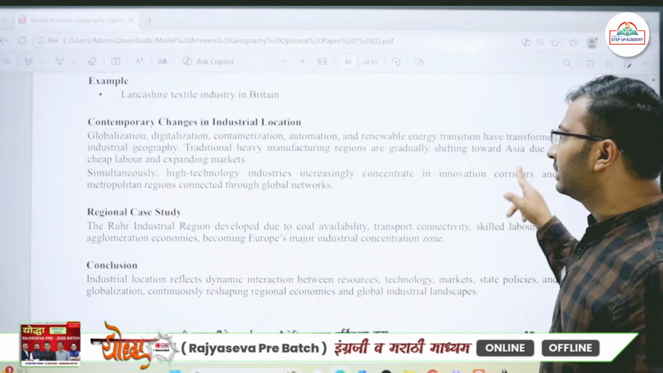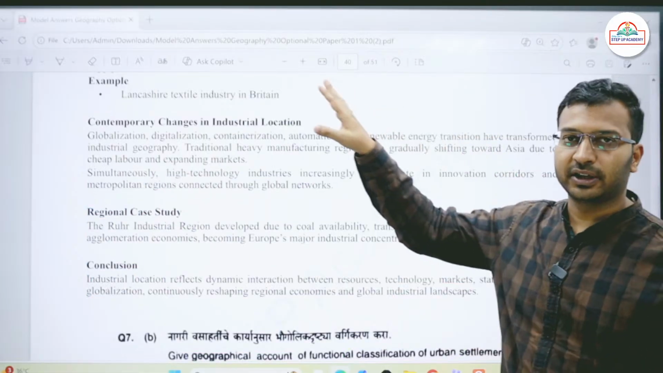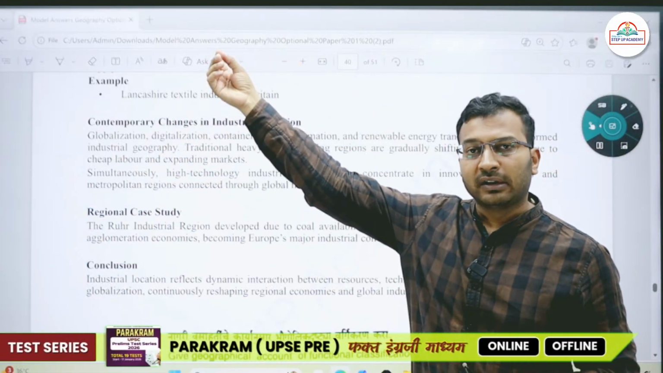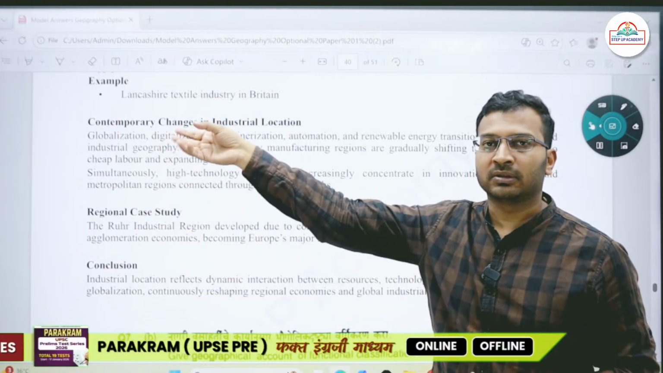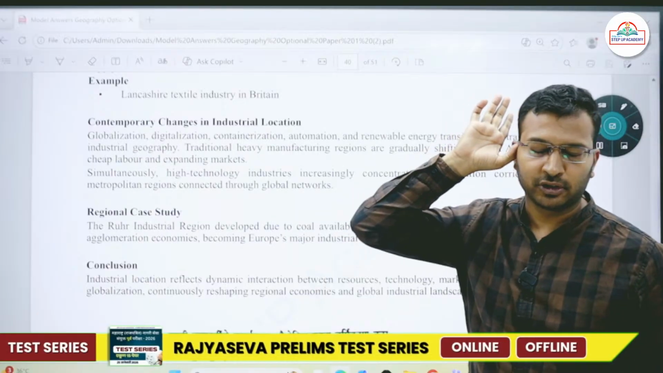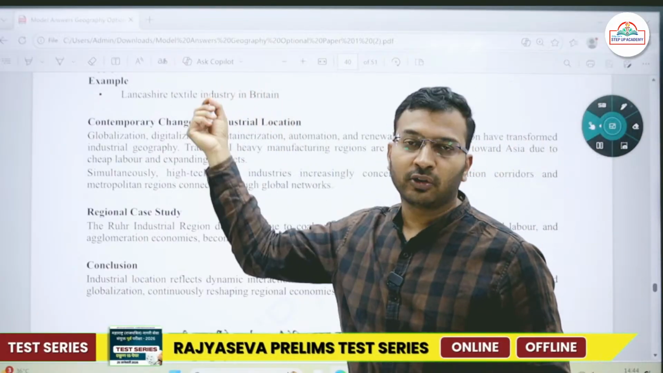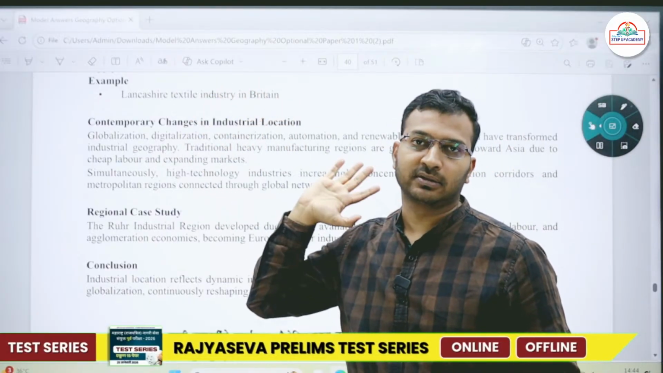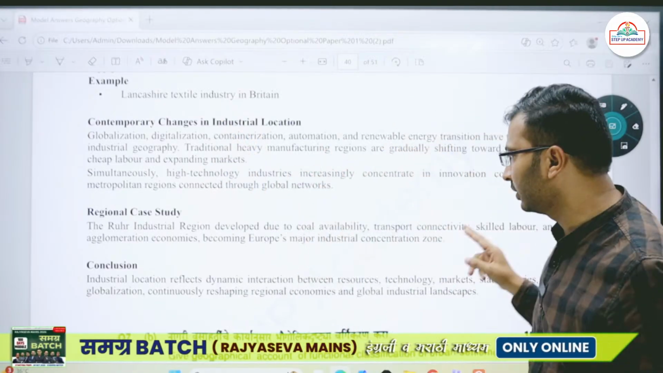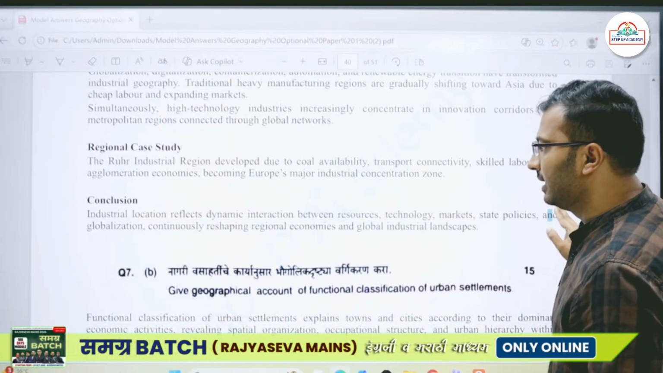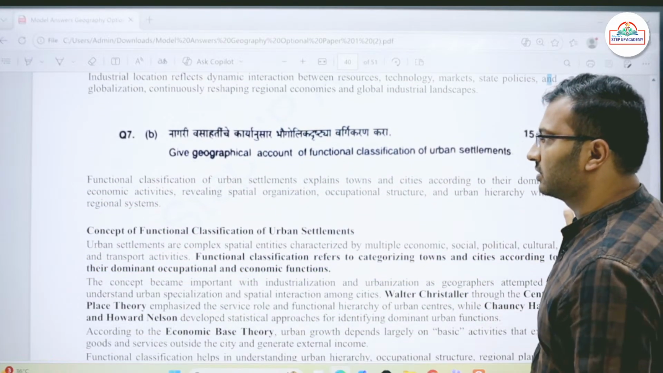Okay, so there are multiple factors associated with the location of industries. Write 6, 7. If you are able to write all of them, 12, 13, 14, whatever you are able to recall, do not forget to give examples. It is very important because it is clearly mentioned as a geographical account, so do not forget to give the names of the geographers as well. Okay, then we'll move to the next question.